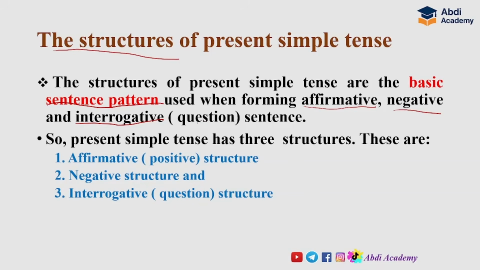According to this definition, the structure of present simple tense can be divided into 3 structures. These are affirmative or positive structures, negative structures, and interrogative or question structures. So let's see one by one the structures of this present simple tense.